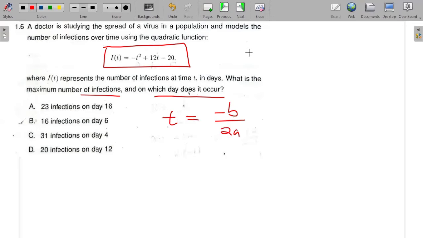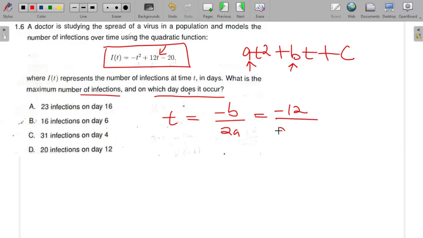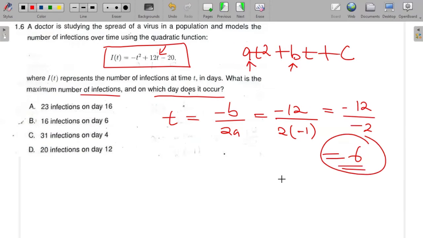So now remember the general form of a quadratic equation, at squared plus bt plus c. So the coefficient of t squared is my a, the coefficient of t is my b. So this will be equal to minus the coefficient of t, which is 12, so minus 12, divided by 2 multiplied by a, which is the coefficient of t squared, so that is minus 1. So there I'll just have minus 12 divided by minus 2, which will be 6. Okay, so this maximum will occur on day 6, but what will be the maximum?